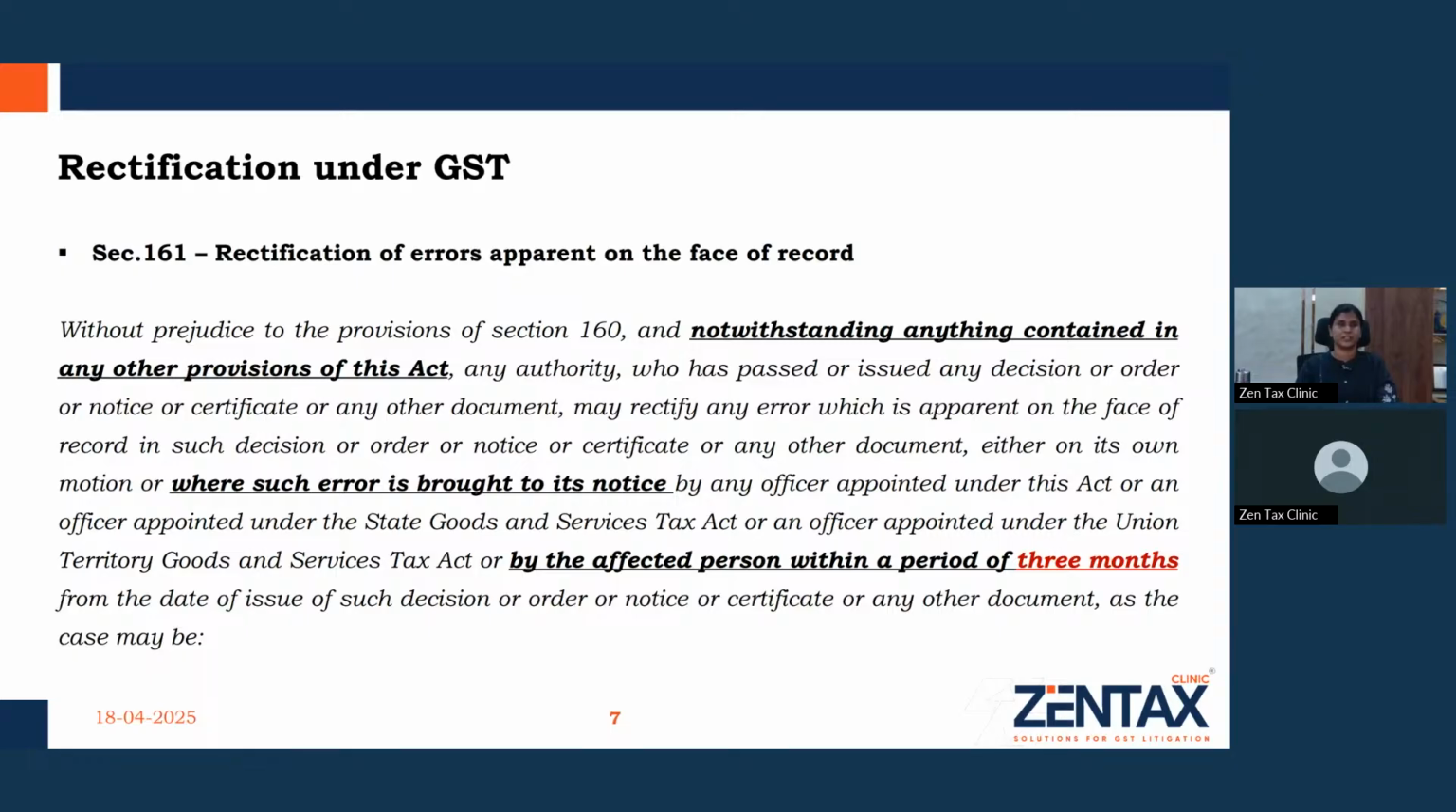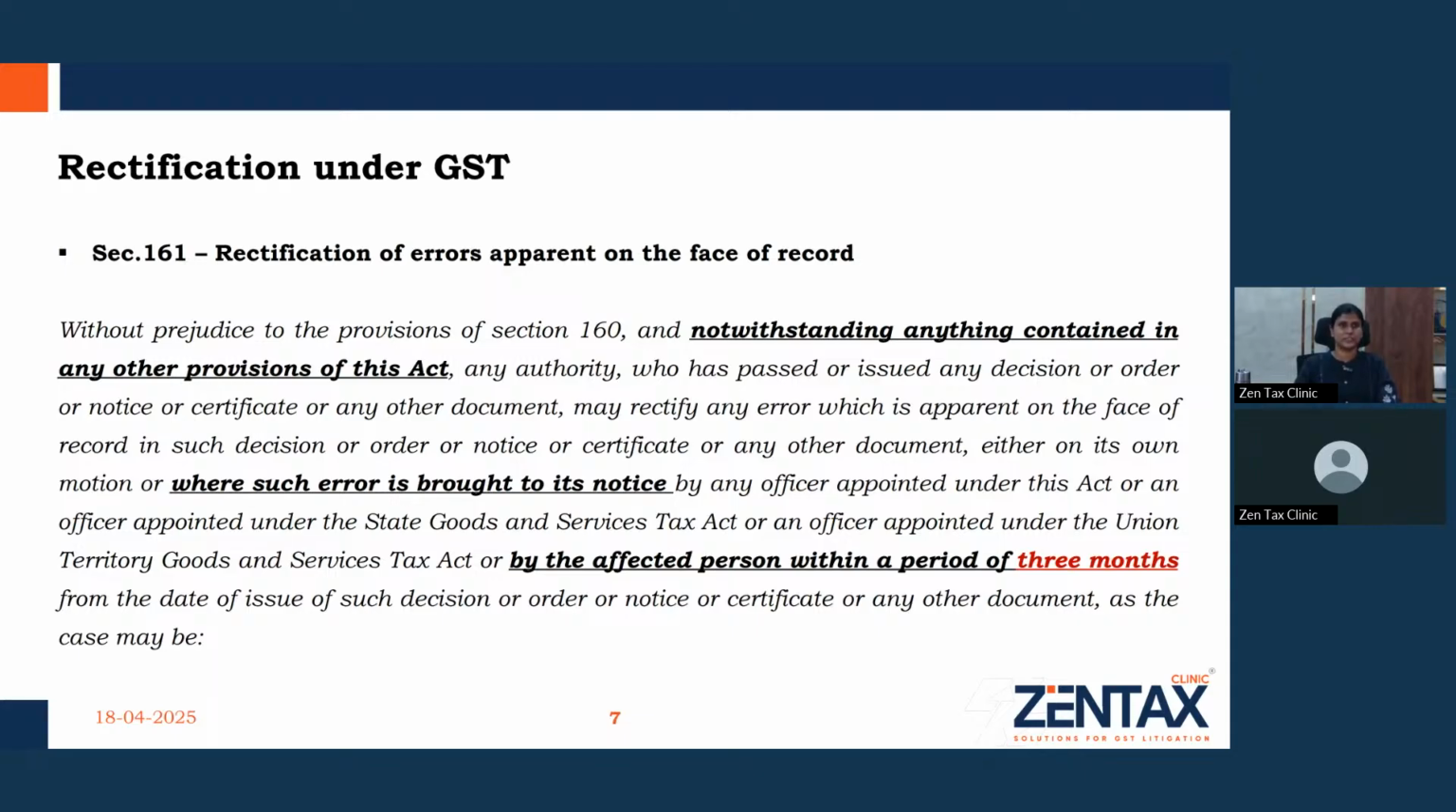Now we will see what is rectification of order under GST in a detailed manner. Section 161 of the CGST Act provides for rectification of errors apparent on the face of record. We will see what is given in the Act.